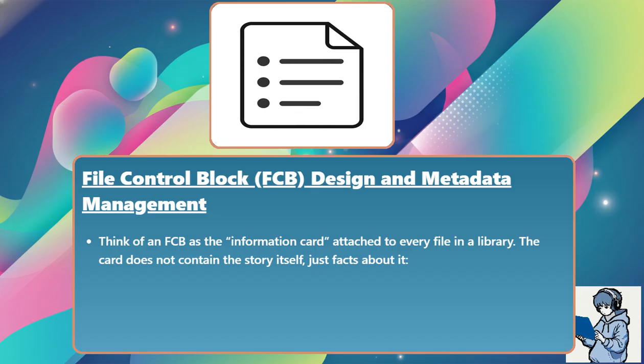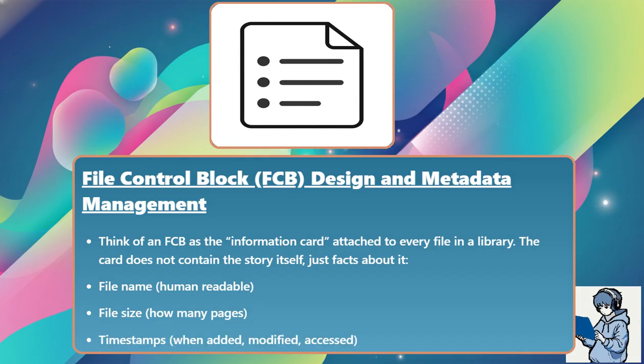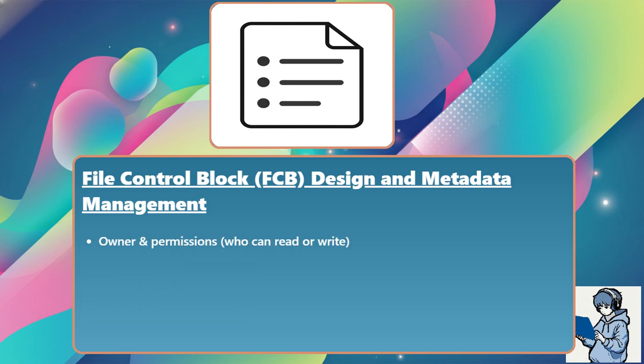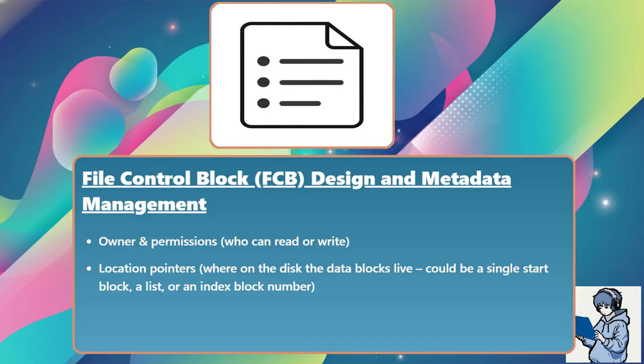Think of an FCB as the information card attached to every file in a library. The card does not contain the story itself, just facts about it. File name, human readable. File size, how many pages. Timestamps: when added, modified, accessed. Owner and permissions: who can read or write. Location pointers: where on the disk the data blocks live, could be a single start block, a list, or an index block number. File type: regular file, directory, device.